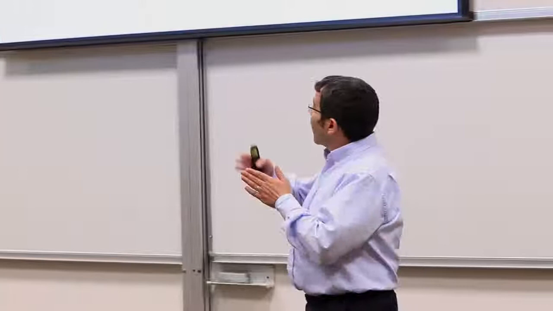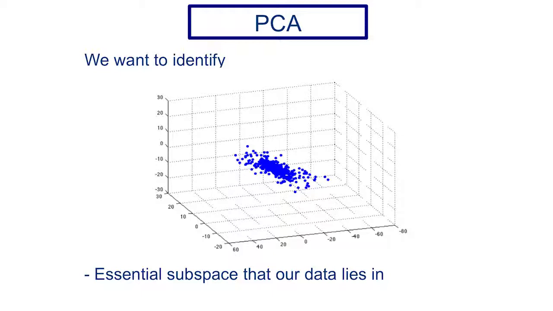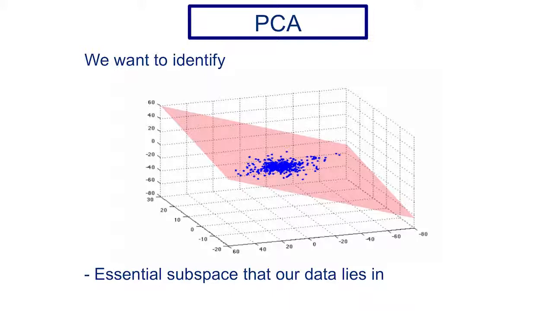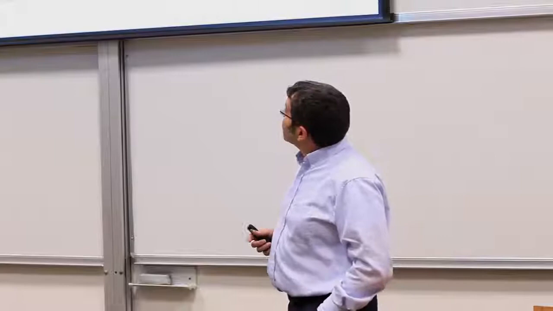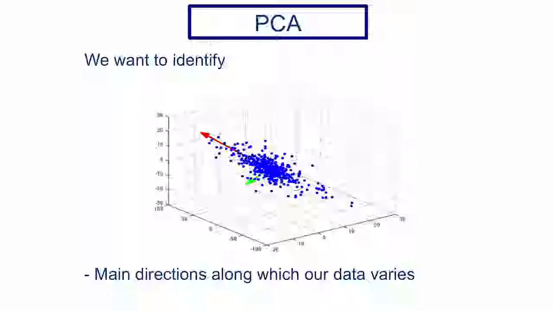So the goal in principal component analysis, one of the goals, is basically to identify the essential subspace where our data lies in. So we have a q-dimensional ambient subspace, but our data actually may lie in some smaller dimensional subspace, and also determine the main directions of variation, orthogonal directions of variation, which we call the principal directions. So that's actually obtained by doing singular value decomposition over the data snapshot matrix, which is formed by basically concatenating these vectors in one matrix.